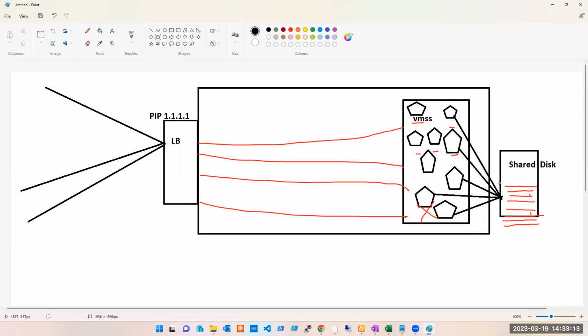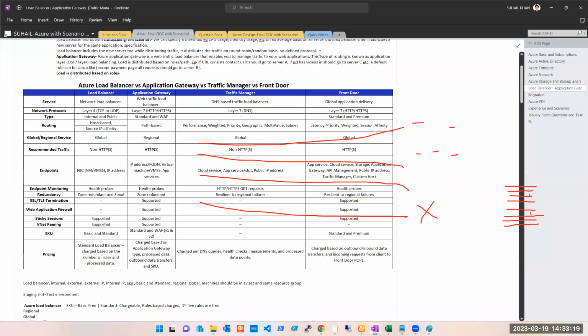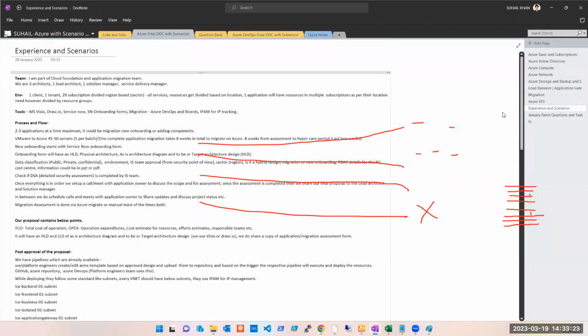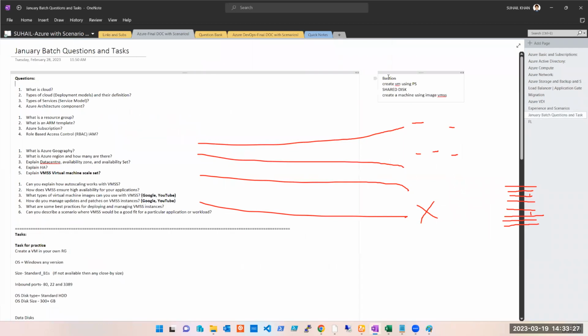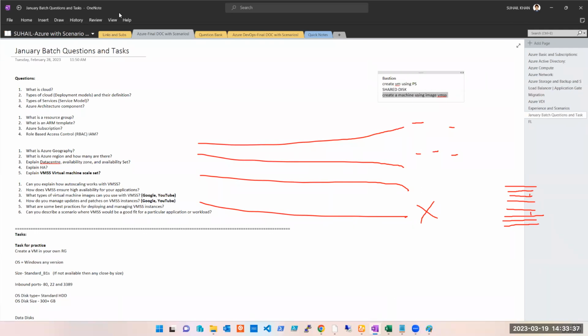Okay, got it. I'll show it to you. I told you we haven't done that. I've already mentioned it somewhere; I'm not sure if you guys read it, it was written very casually, but I have mentioned what else is missing related to this topic. Bastion I have to show you. Creating VM using PowerShell script I have to show you. Shared disk I have to show you. And create a machine using image, VMSS. These four things I have to tell you. So don't worry, we're not skipping that.